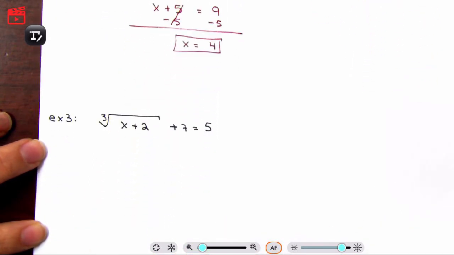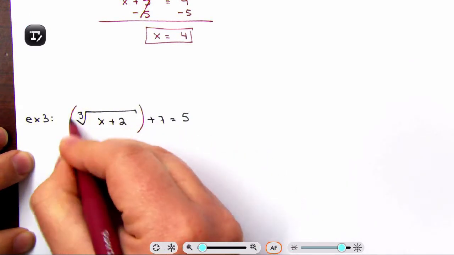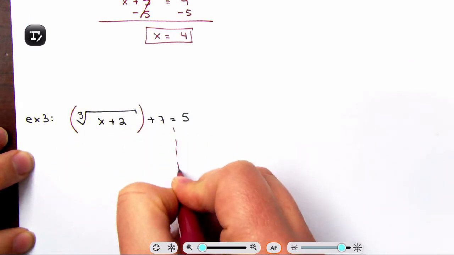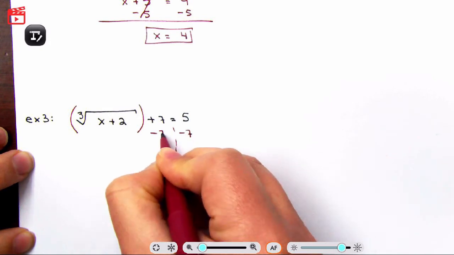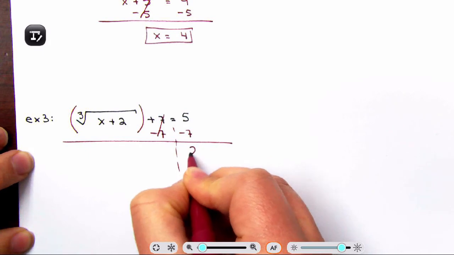I left it there. All right, let's move on to example number 3. Again, this is in a bubble. Keep it in a bubble. We need to undo what's outside the bubble first. So I have the cube root of x plus 2, plus 7, equals 5.